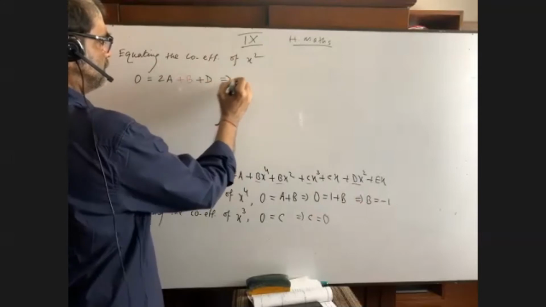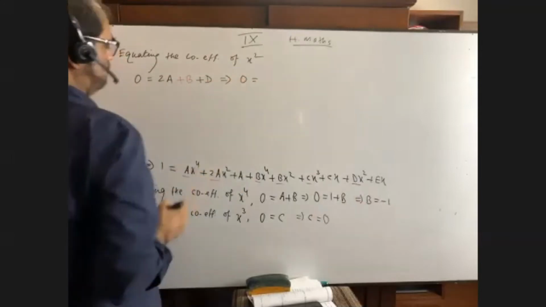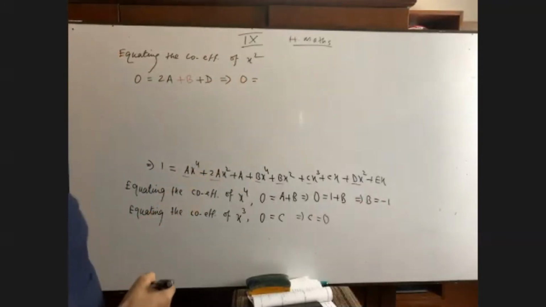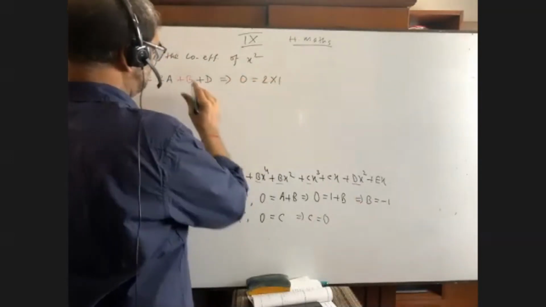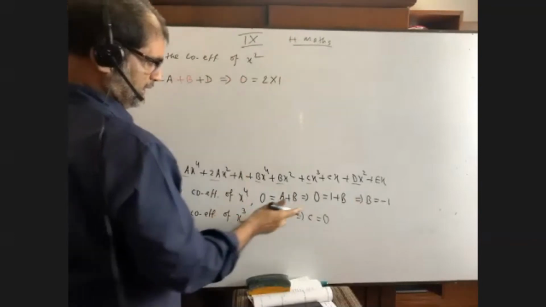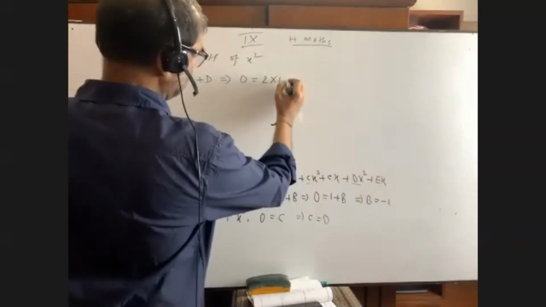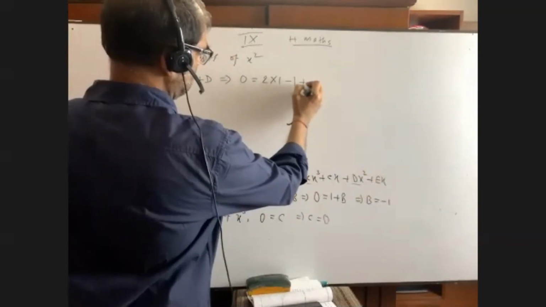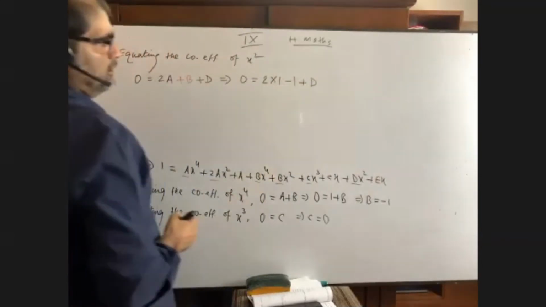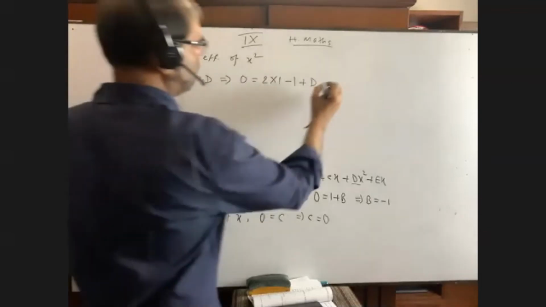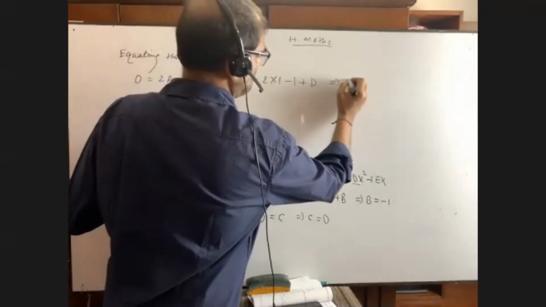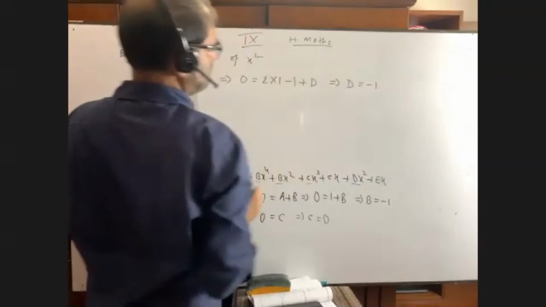Now put the values. 0 is equal to, what is the value of a? a is 1. So 2 into 1 plus b. What is the value of b? Minus 1. Minus 1 plus d. So we are getting 2 minus 1, that is 1. So d equals minus 1. Is it?